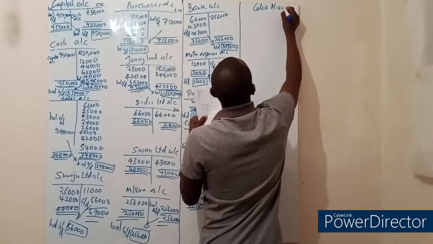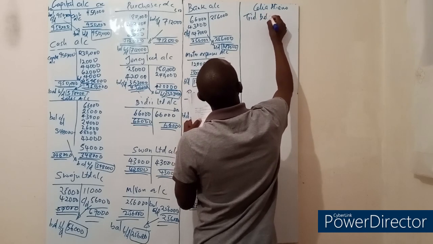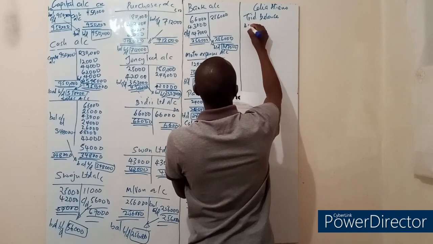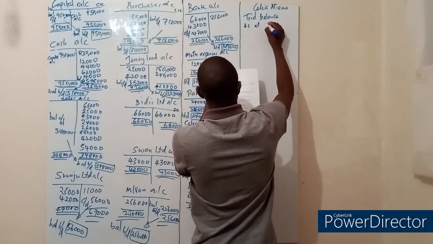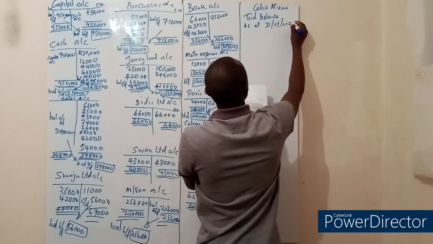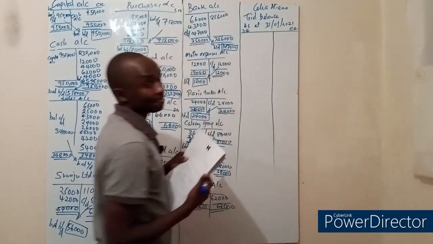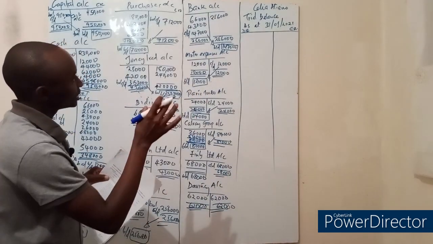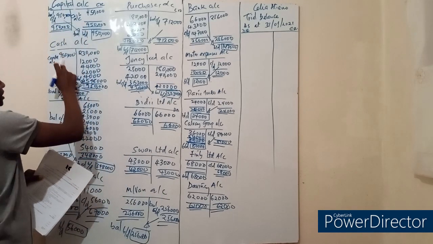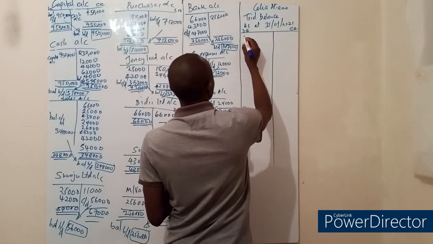Let's go. Celia Atieno trial balance as at, just write how it is, as at 31st January 2021. So this is debit side and this is credit side. Are we together? So this is simply what we have here. You have capital account, cash account, sales account, and so forth. So this is what to go about the same.